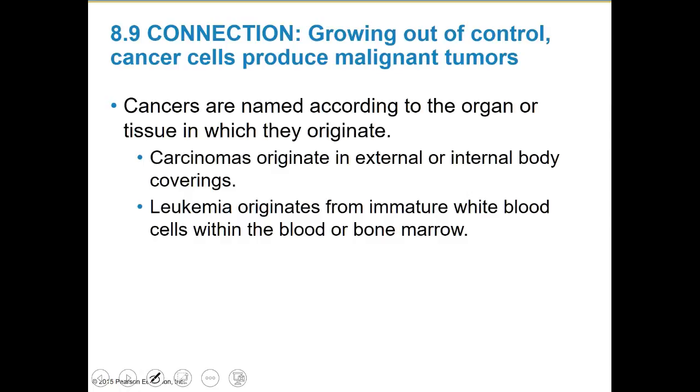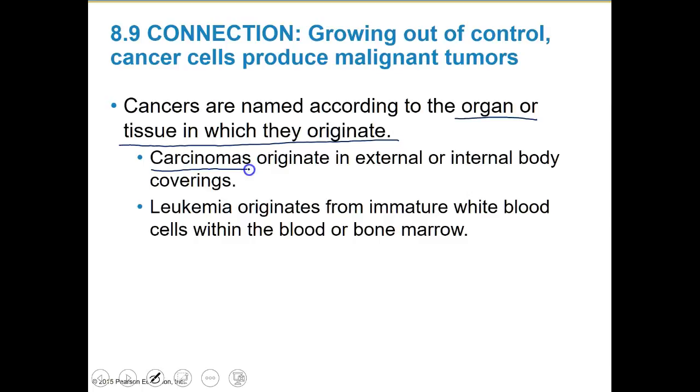So cancers are named according to the organ or tissue in which they originate. Okay, so colon cancer, and we'll go with easier names. Colon cancer would start in the colon. We have lymphomas. They start in the lymph nodes and lymphatic system. There are also some blood cancers. Even breast cancer starts in the breast tissue. So those are some of those examples.